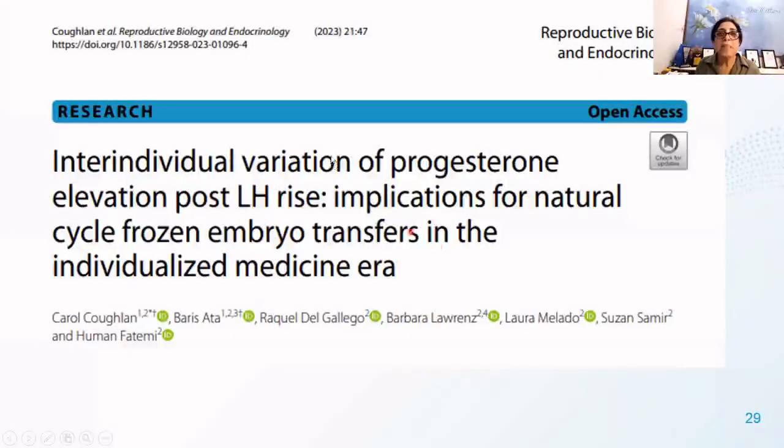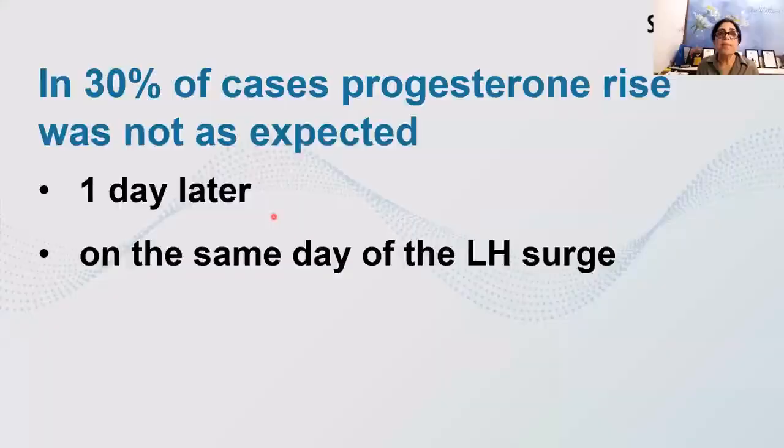Now, a very nice study has come up regarding the blood levels of progesterone and LH. What they found was that in one third of the cases, the progesterone rise was not as expected, after 24 hours, which we presume. It was either one day later or one day earlier. So if we are going to go by broad averages, one third of the patients are not going to fit into that average.